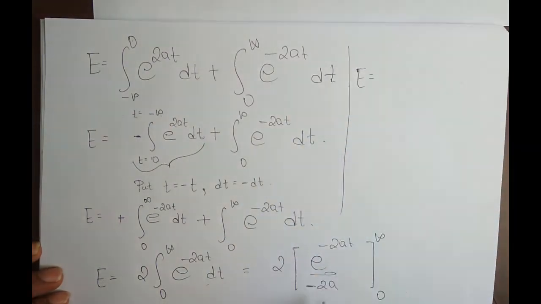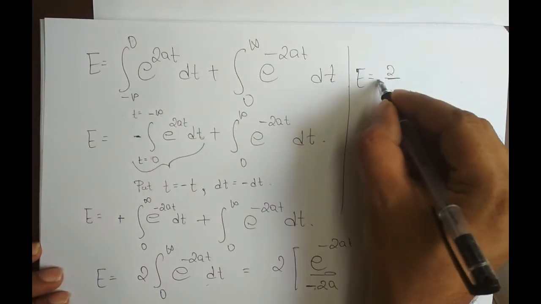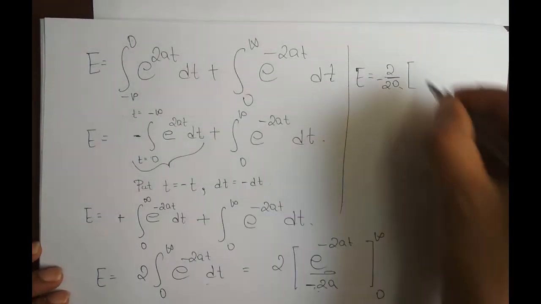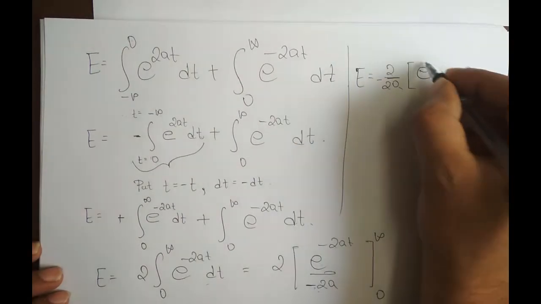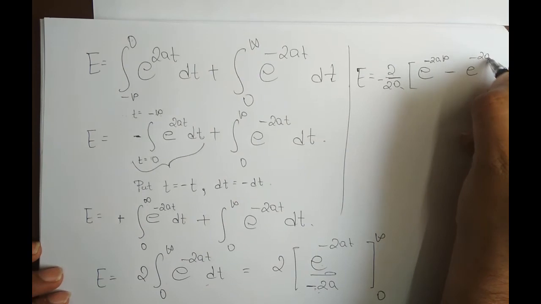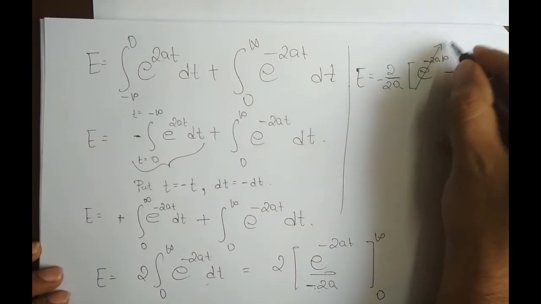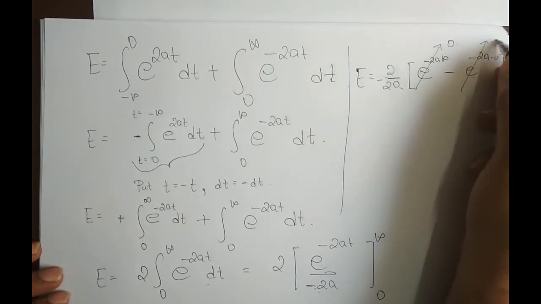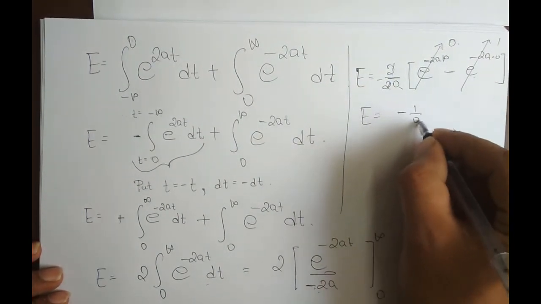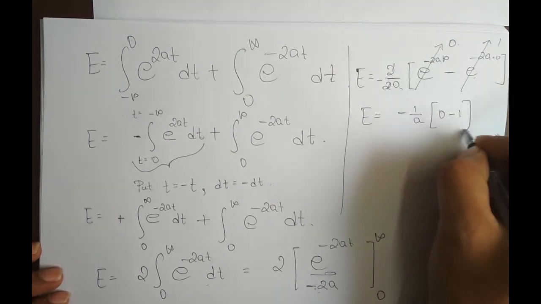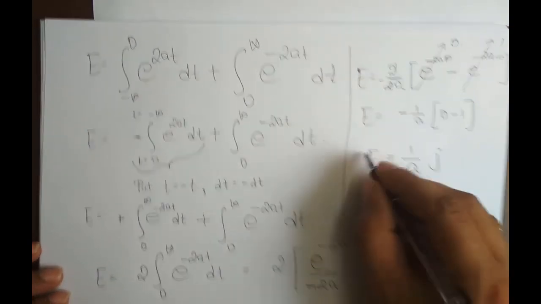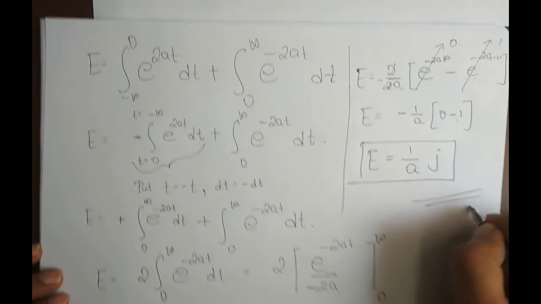So I'll just continue with this side. This is equal to what? I'll take 2 divided by minus 2a. Now I apply the limit: e power minus 2a into infinity, upper limit, minus lower limit, e power minus 2a into 0. What is e power minus infinity? It is 0, right? What is e power 0? This is 1. So what did I end up with? E is equal to, this 2 cancels out, minus 1 by a into, so 0 minus 1. So this minus into minus is plus, so E equals 1 by a joules. So this is the energy of the system.